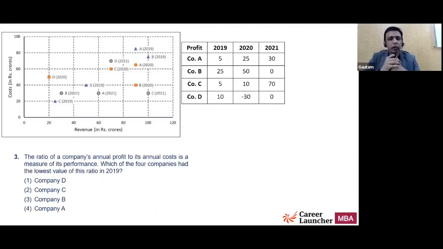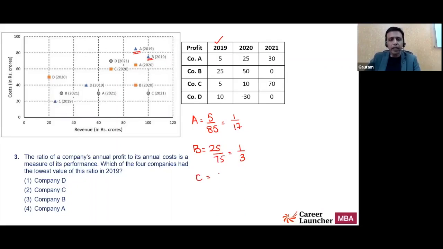The next question talks about the ratio of companies' annual profits to its annual cost, and the lowest value. So for the 4 companies, for 2019, I am concerned, and we need to figure out the profit to cost ratio and the minimum. So 2019 में company A का जो cost होगा वो 85 है. So company A के लिए this ratio would be 5/85 or 1/17. Company B के लिए this ratio would be 25/75. That would be 1/3.